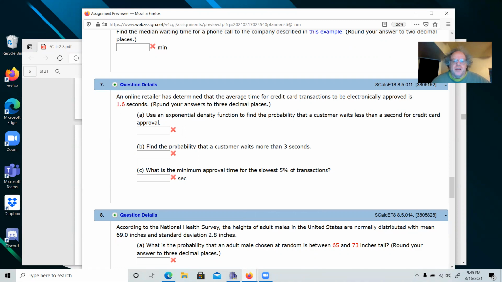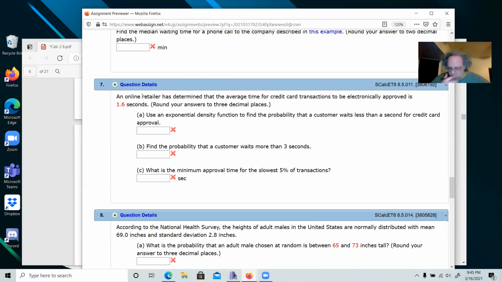So an online retailer has determined that the average time for a credit card transaction to be electronically approved is 1.6 seconds. Round all of your answers to 3 decimal places. Use an exponential density function to find the probability that a customer waits less than 1 second for approval. Find that he waits for more than 3 seconds. And what is the minimal approval time for the slowest 5% of all transactions?